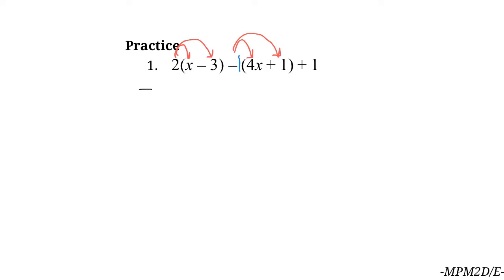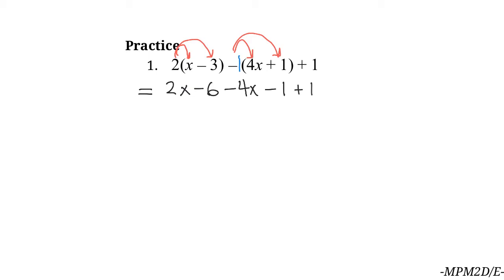So let's go ahead and multiply our first set. So we've got 2 multiplied by x, which is 2x. And then we have 2 multiplied by -3, which is -6. We then move on to our second set. We have -1 multiplied by 4x, which is -4x. And then we have -1 multiplied by +1, which is -1. And then we have this +1, tagged at the end of our equation, and we're just going to recopy that because that wasn't actually part of the distribution.